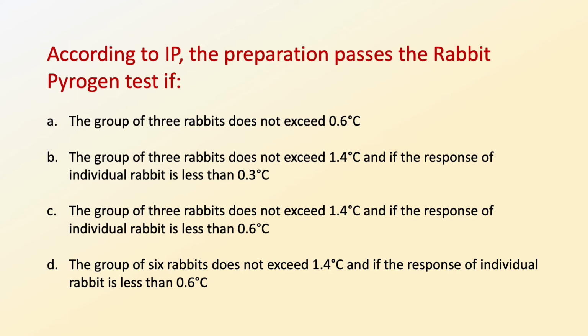Option D, the group of 6 rabbits does not exceed 1.4 degrees Celsius and if the response of individual rabbit is less than 0.6 degrees Celsius. So, according to Indian Pharmacopoeia, the preparation which you are evaluating passes the rabbit pyrogen test if the group of 3 rabbits does not exceed 1.4 degrees Celsius and if the response of individual rabbit is less than 0.6 degrees Celsius. So, the correct option is option C.